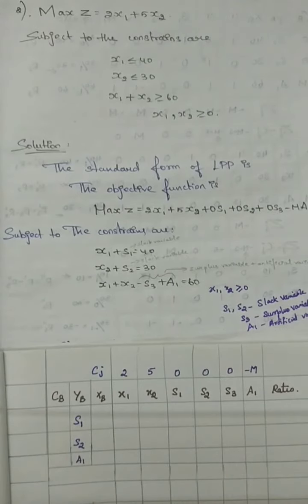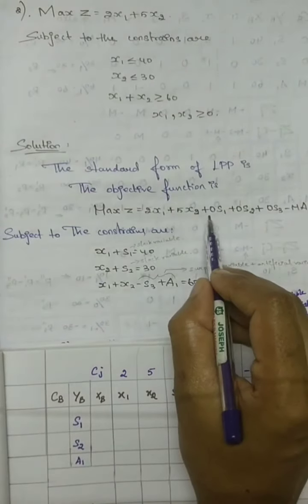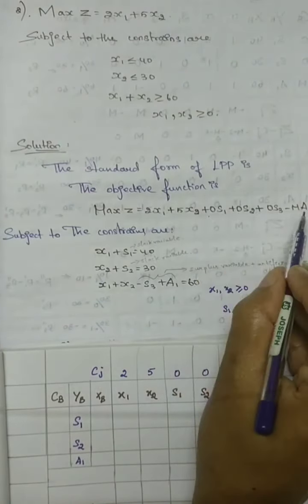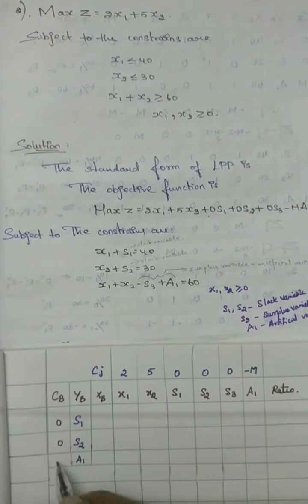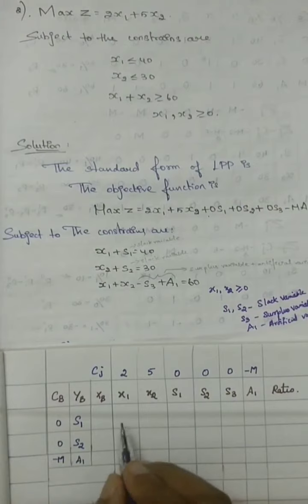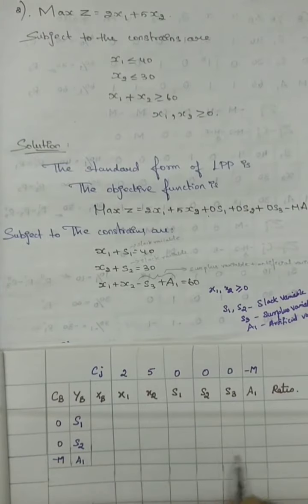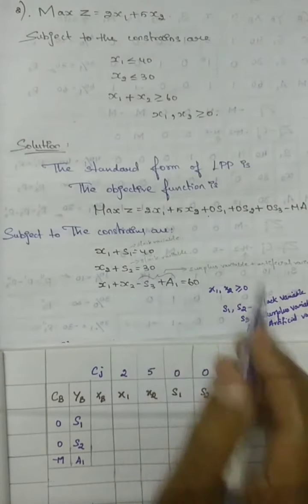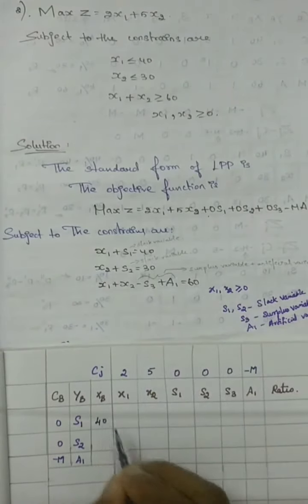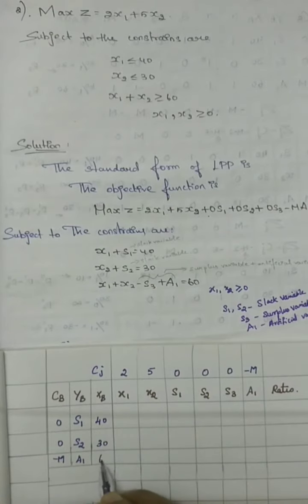Next you write the coefficients of these, again from the objective function. For s1 the coefficient is 0, s2 is 0, a1 is minus M. So 0, 0, minus M. Next you use the constraint equations to fill the rest. The XB value is the right hand side of the constraints, so this is 40, this is 30, this is 60.